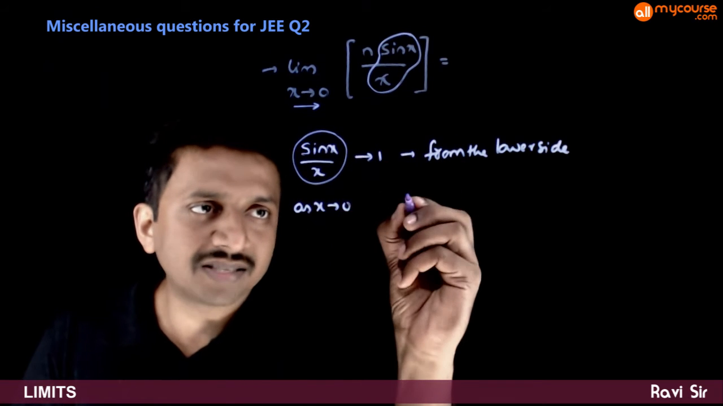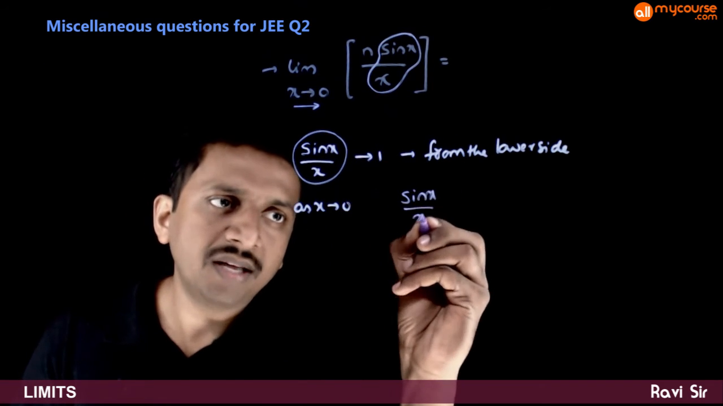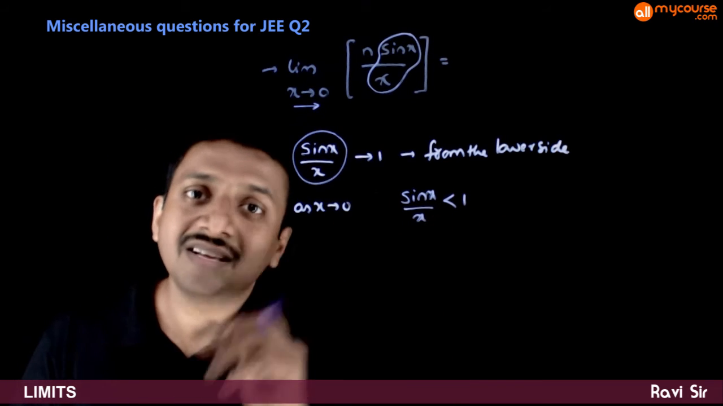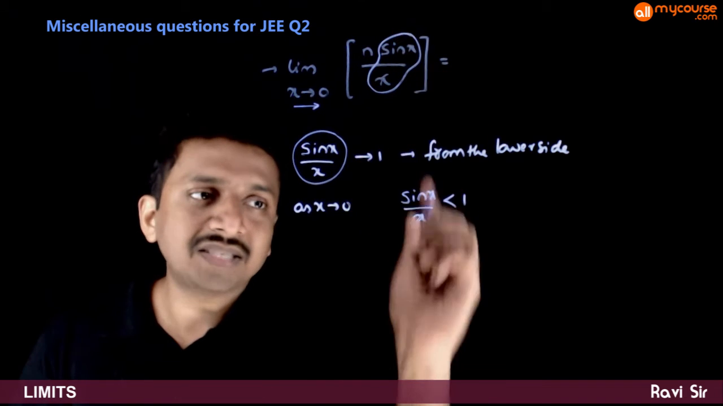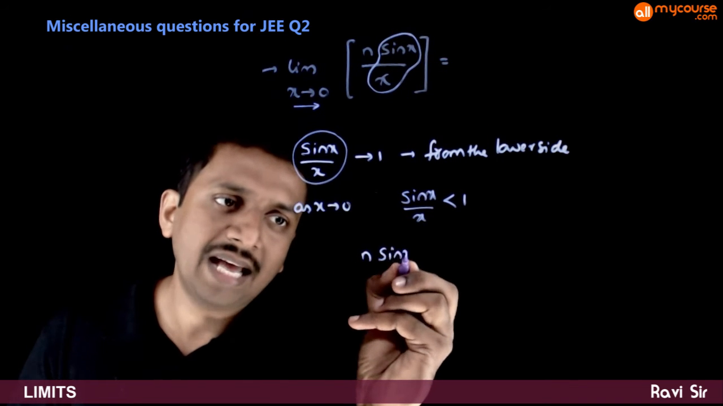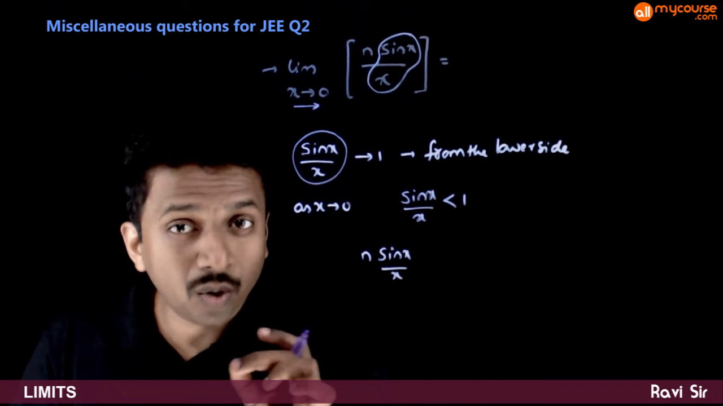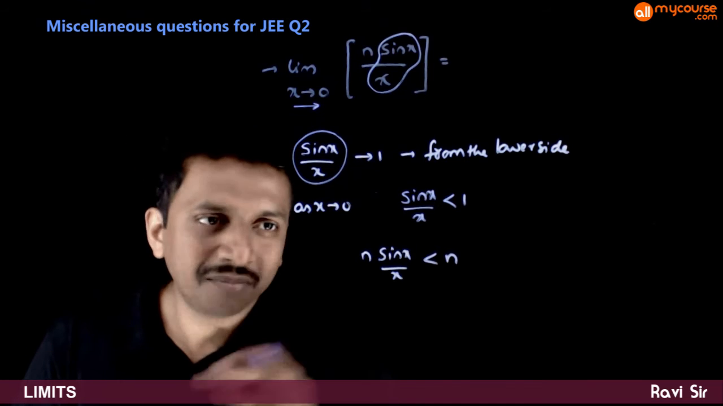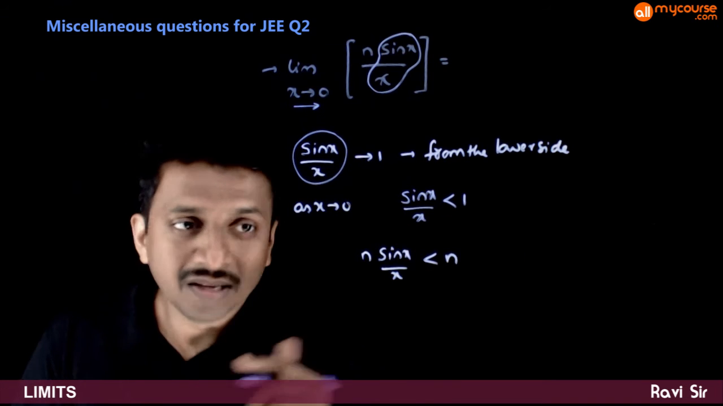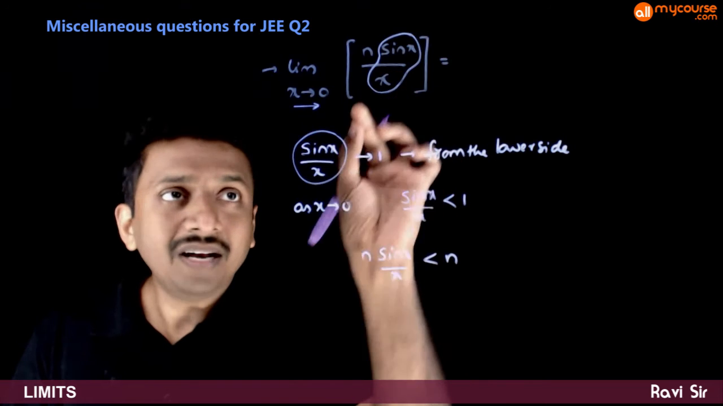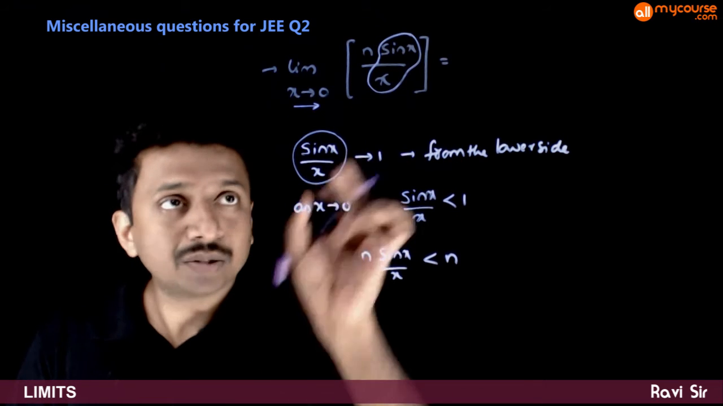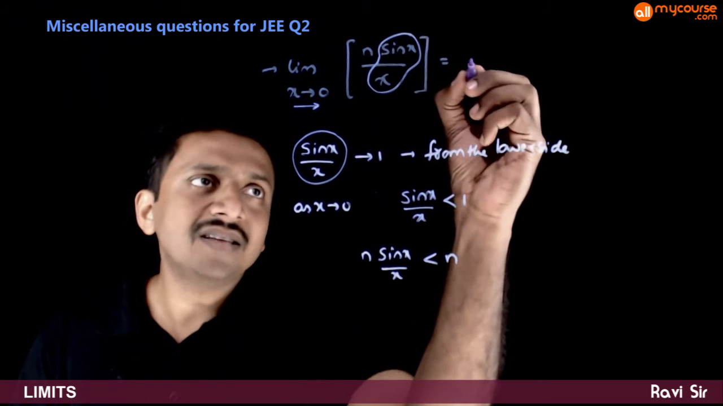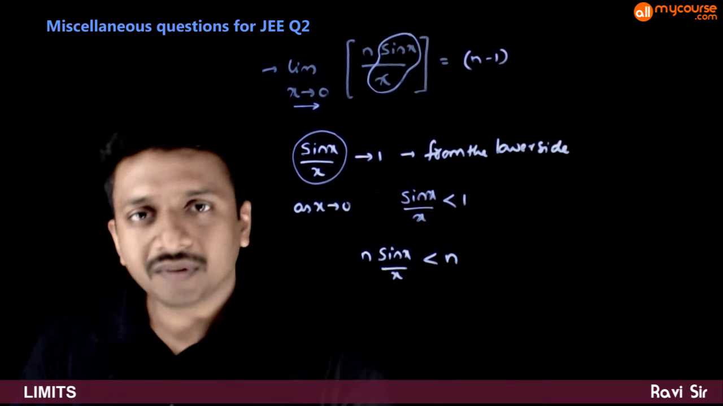That means sin x by x, even if it tends to 1, is always less than 1. So n times sin x by x is very, very close to n, but slightly less than n, because sin x by x is slightly less than 1. So if this number tends to n from the lower side, where does the integer part go? The integer part goes to the previous integer, that is n minus 1.